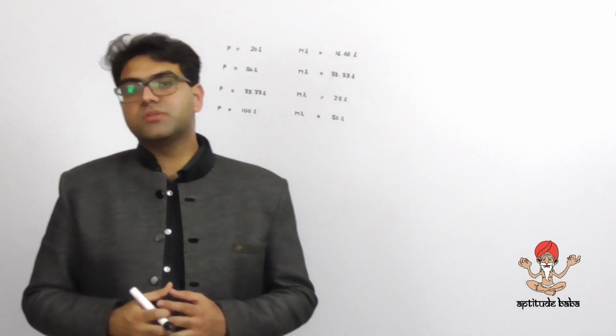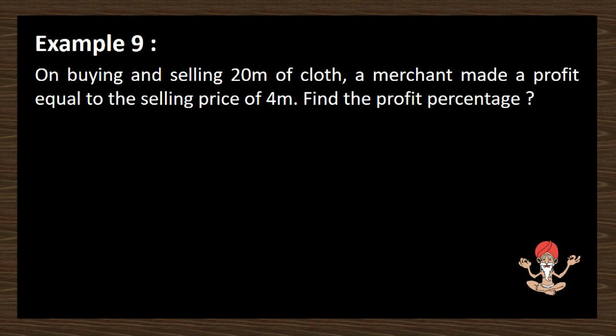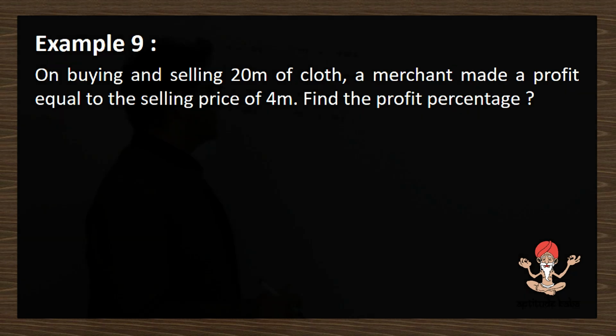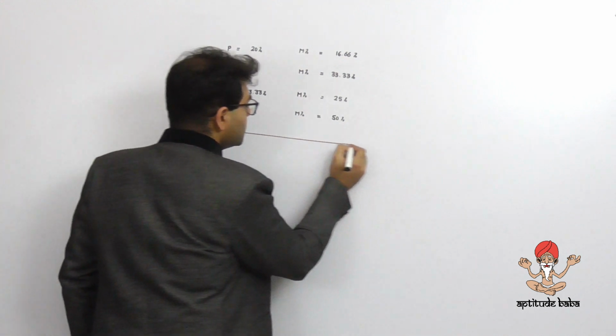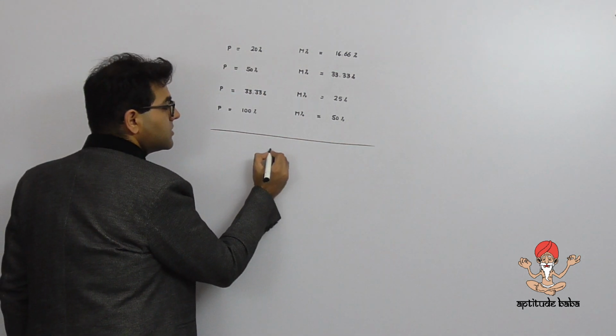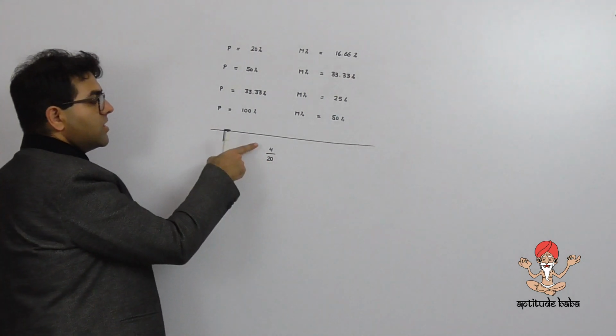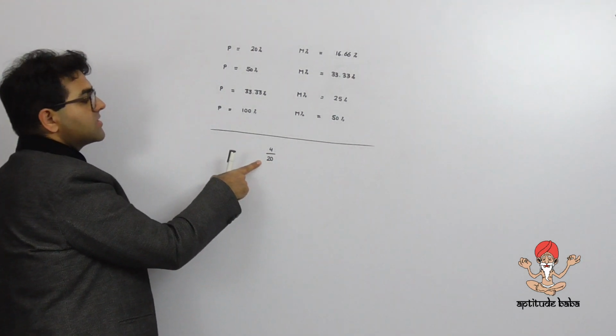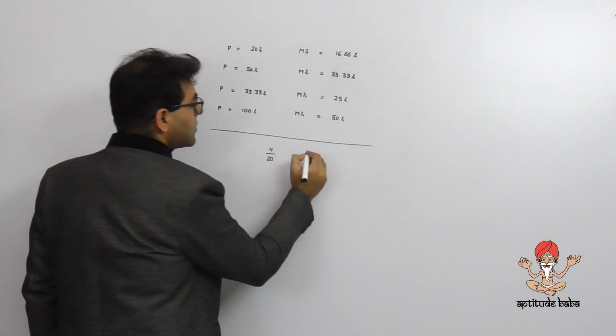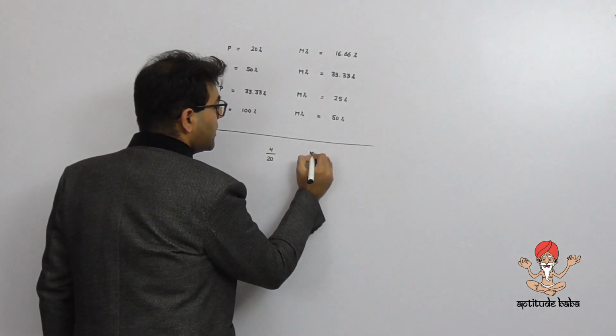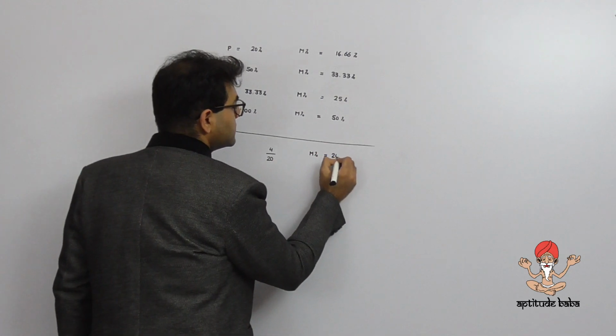Let us use the concept of margin and margin percentage to review our previous example. On buying and selling 20 meters of cloth, a merchant made a profit equal to the selling price of 4 meters. Find his profit percentage. क्वेश्चन बिल्कुल सिंपल तरीके में मुझे क्या बताता है? कि 4 मीटर का प्रॉफिट होता है 20 मीटर को बेचने पे. अब मैं यहाँ पे सेलिंग प्राइस के साथ प्रॉफिट को कंपेयर कर रहा हूँ तो यहाँ पे जो मार्जिन परसेंटेज है वो डायरेक्टली 20 आ जाता है.